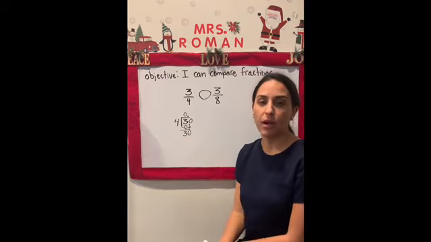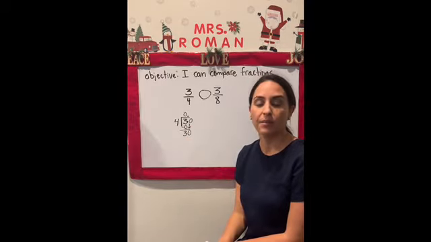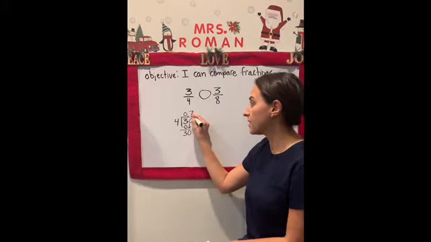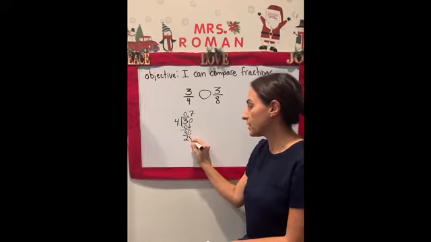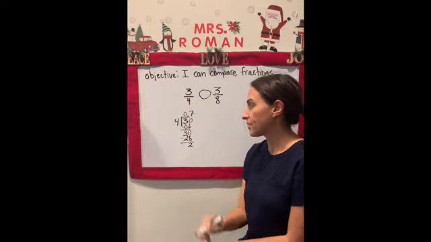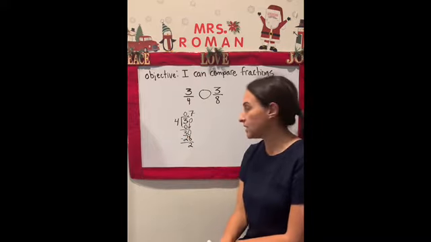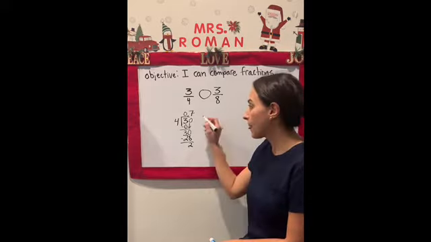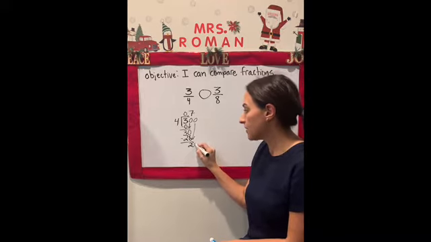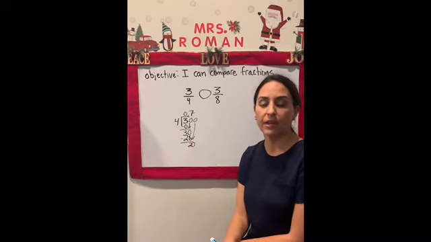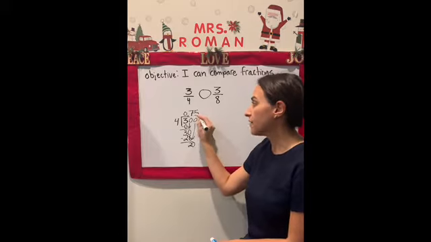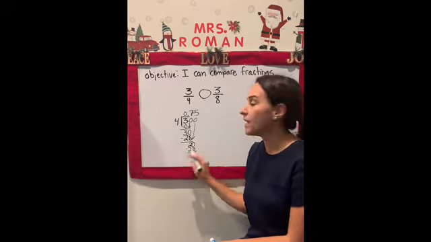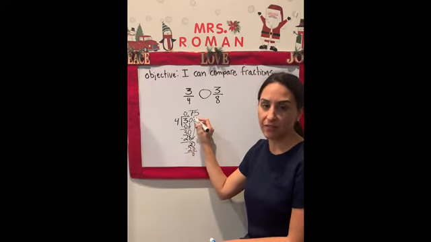30 divided by 4. How many times can 4 be multiplied to give me something close to 30? It's 7. I put a 7. 7 times 4 is 28. I subtract, I get 2. I can add another 0 because I still have a remainder. So I put a 0, bring it down. Now I have 20 divided by 4. 20 divided by 4 is 5. 5 times 4 is 20. Subtract, I get 0. Now I have no remainder, and I have my decimal, which is 0.75.